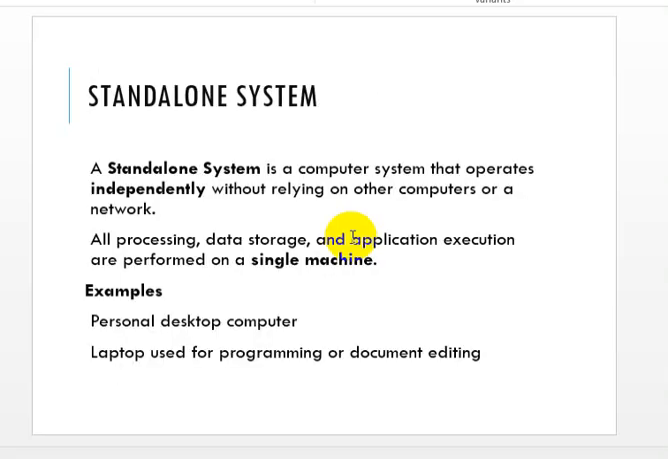Apart from the distributed system, first we have to know about the standalone system. A standalone system is a system that works independently. All processes, storage, and applications are executed on a single machine. Examples are personal computers and laptops.